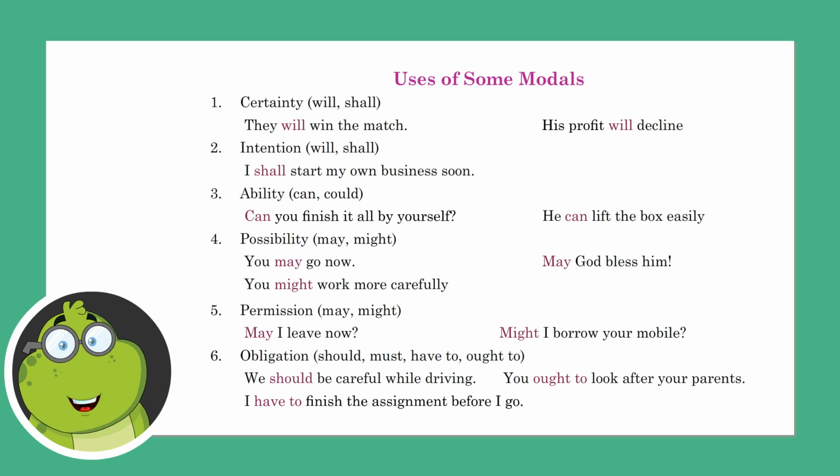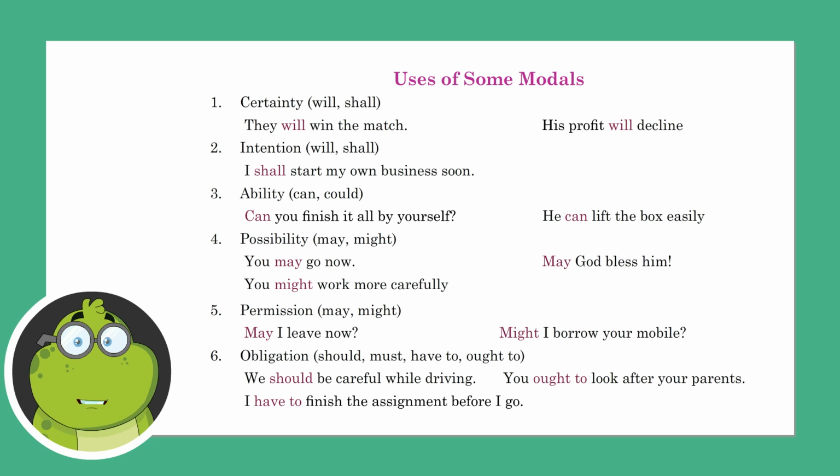They will win the match. His profit will decline. Intention: will, shall. I shall start my own business soon. Ability: can, could. Can you finish it all by yourself? He can lift the box easily.